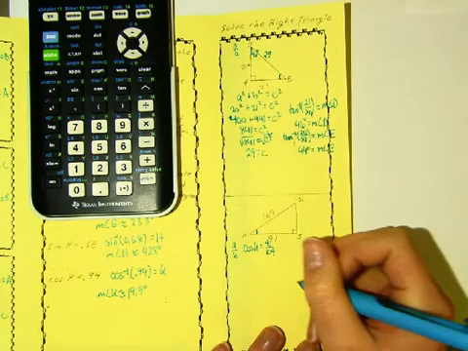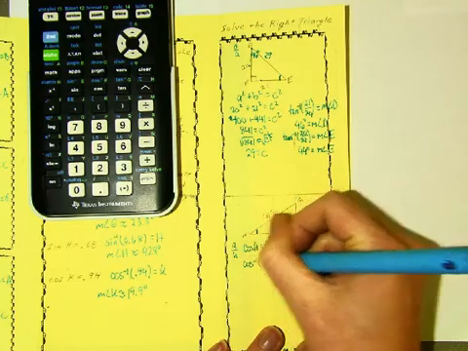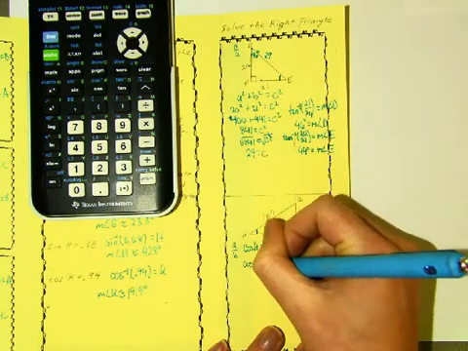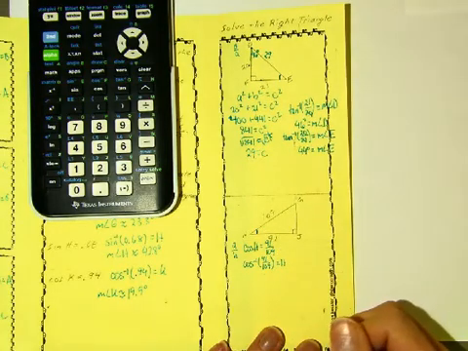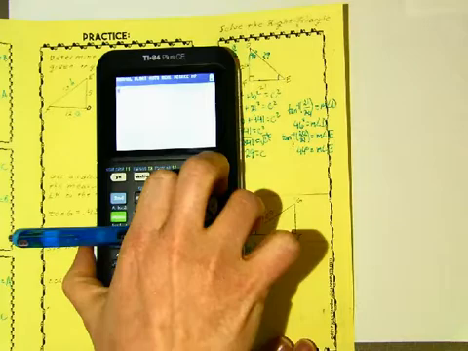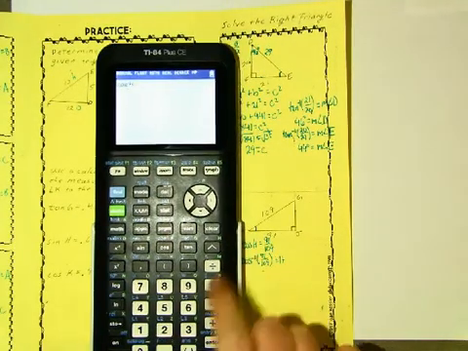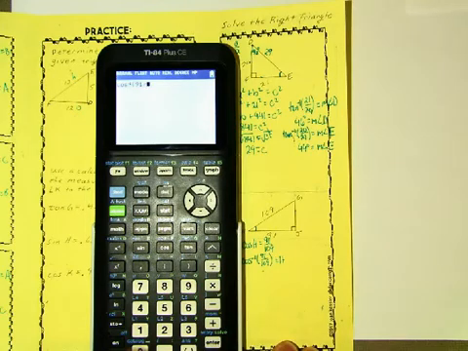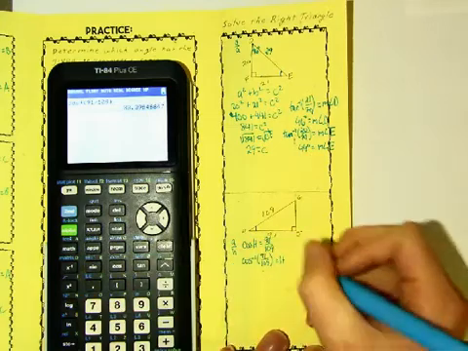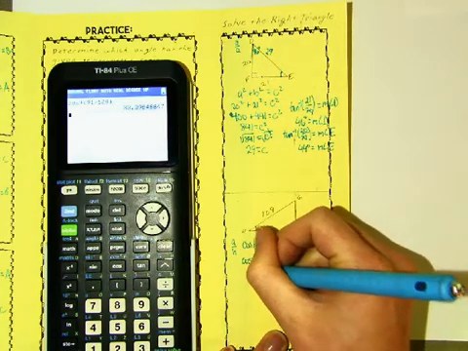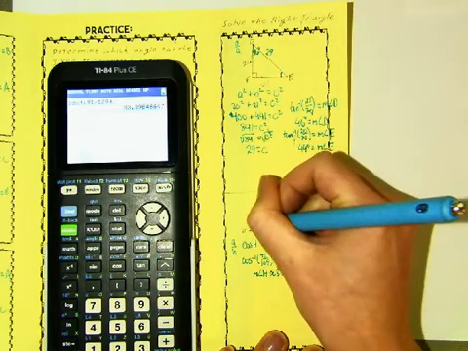So now to find angle H, I'm just going to take the inverse of 91 over 109. When I plug this in, I do inverse of cosine, 91 over 109. That gives me 33 degrees, so the measure of angle H is approximately 33 degrees.